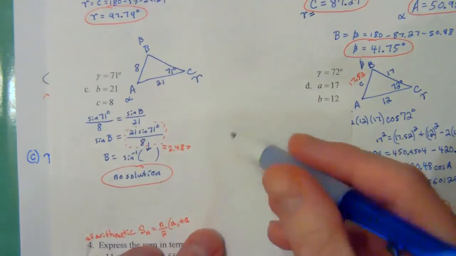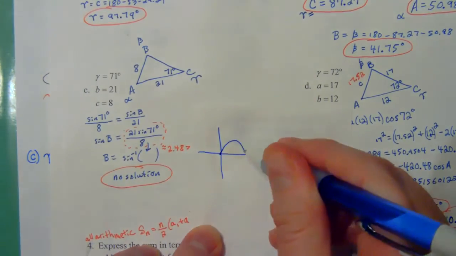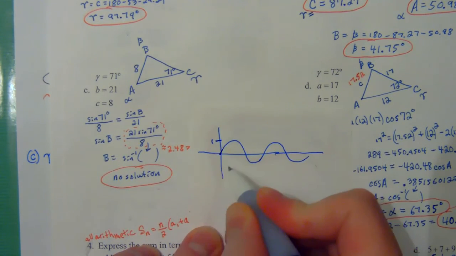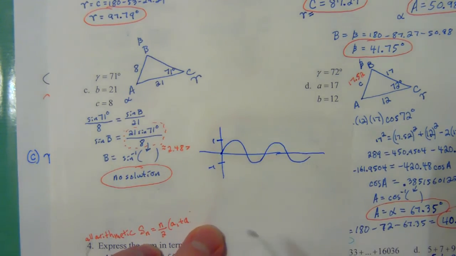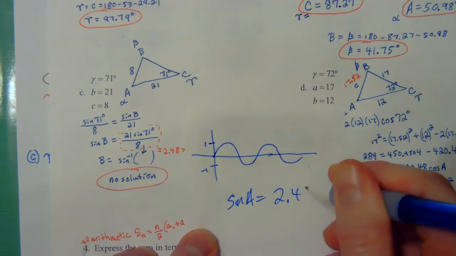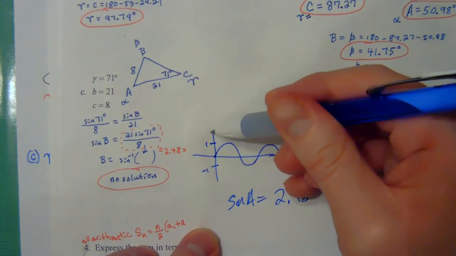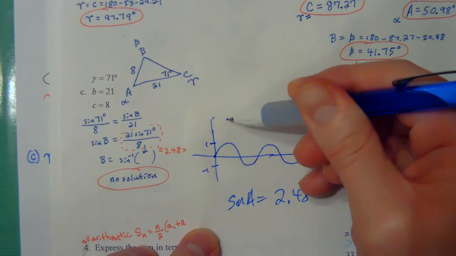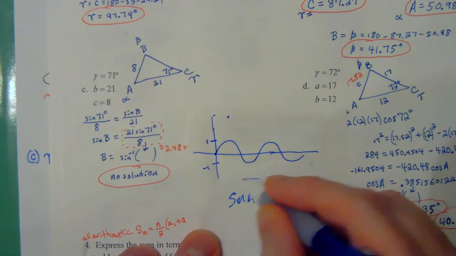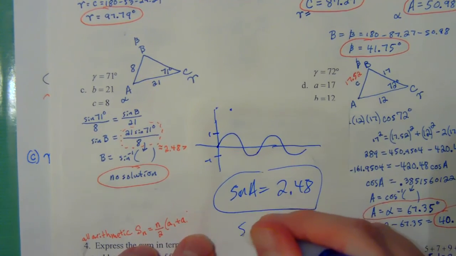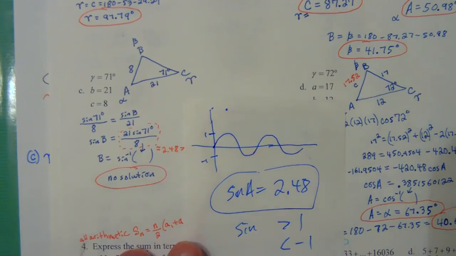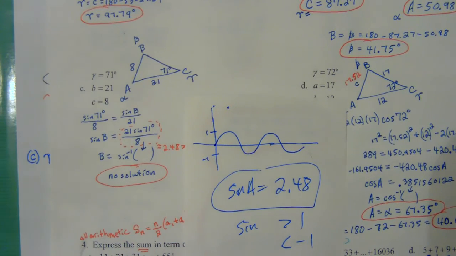Because remember your sine graph, and your cosine graph as well, just forever fluctuates in between 1 and -1. So if I get a problem where sine of A is equal to 2.48, that sine graph doesn't go up there. You're talking your parent sine graph. There's no change in amplitude, nothing like that. So whenever your sine is bigger than 1 or smaller than -1, you're going to get no solution for that. And the calculator will give you an error for that.